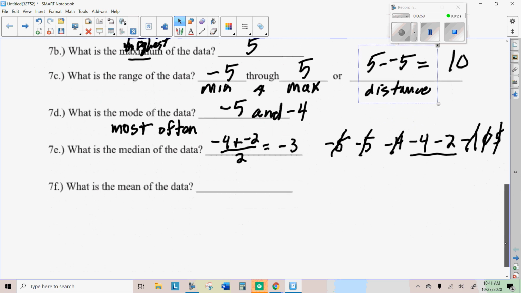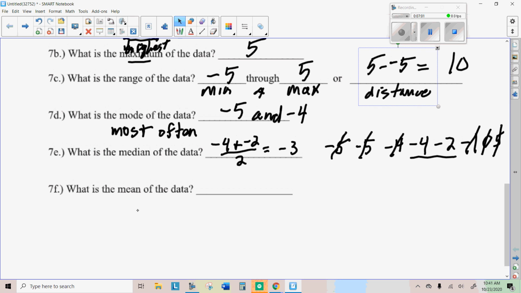Okay. The mean of the data is the total of all of them divided by how many you have. So let's say, divided by the number of data.